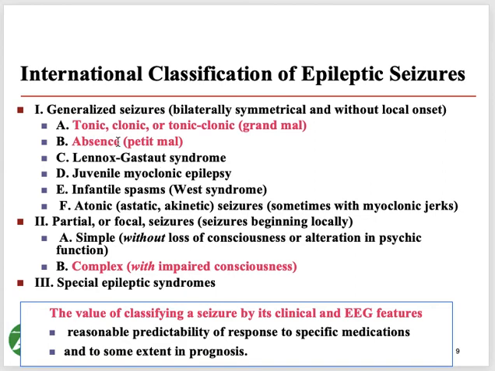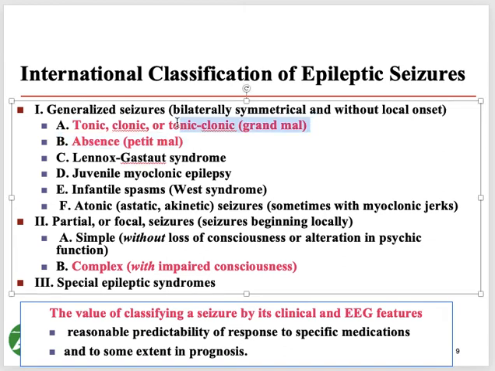Okay, for example, tonic clonic seizures are also called grand mal seizures. Tonic clonic seizures are also called grand mal seizures. Absent seizures, it is the second one. Absent seizures are also called petit mal. So tonic clonic is called grand mal. This thing, remember. And absent seizures are also called petit mal.